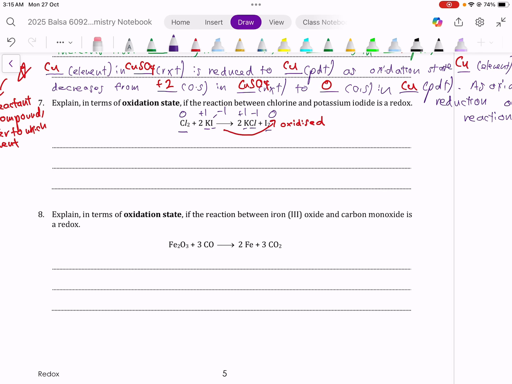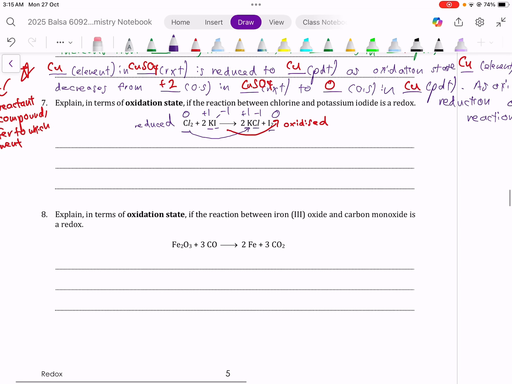Then the next one, here is 0, here is -1. So this one is reduced. So one is reduced, one is oxidized. Let's see, so Cl2 to KCl is reduced. Same format. The oxidized part: talk about the element, because it's a compound, in which reactant.